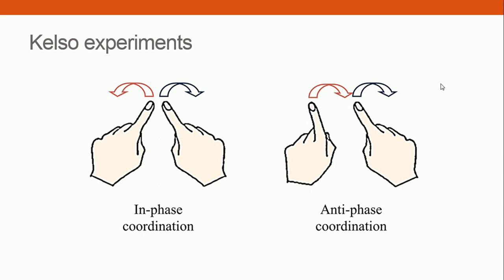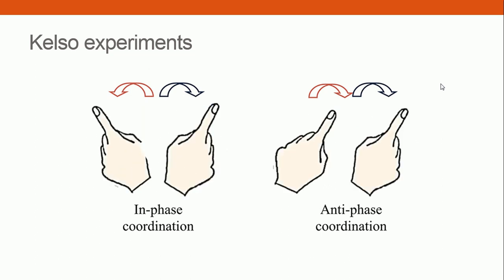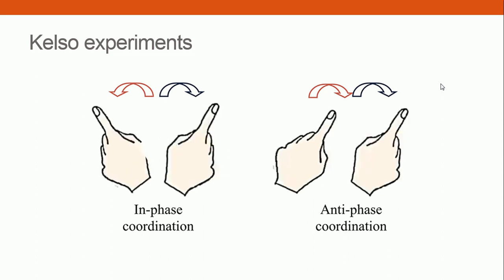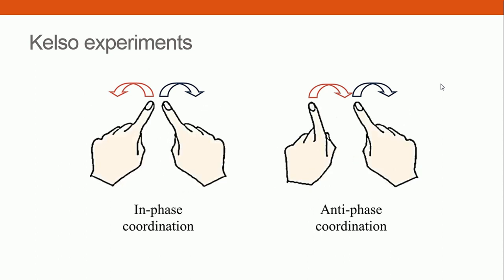If you focus just on the left side of the screen, I'm doing this movement where I'm pointing inward, pointing outward, going back and forth in a rhythmic fashion. That's an in-phase coordination. It's in phase because essentially what I'm doing is going 30 degrees toward the midline.